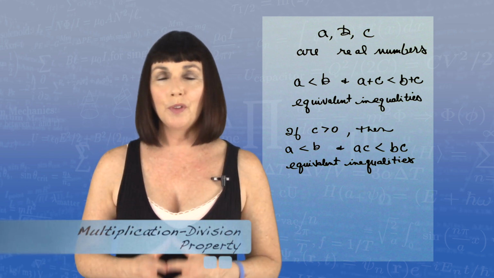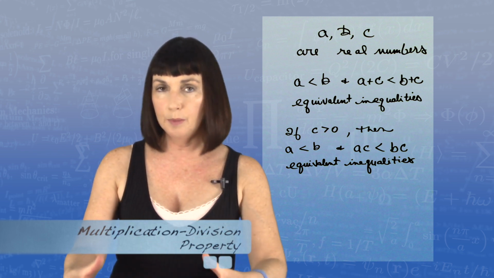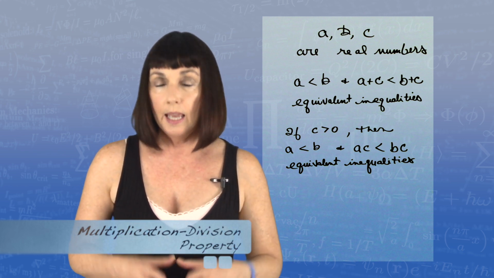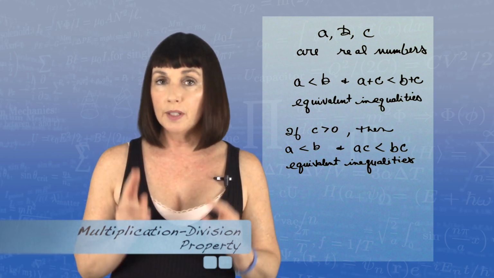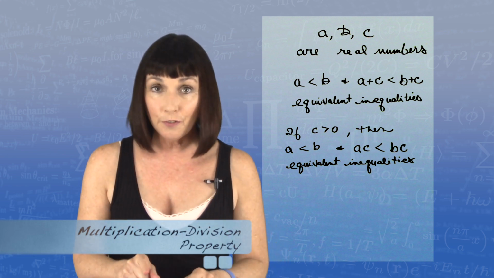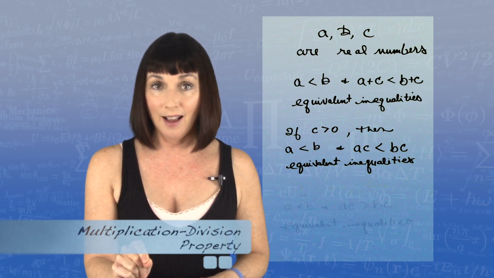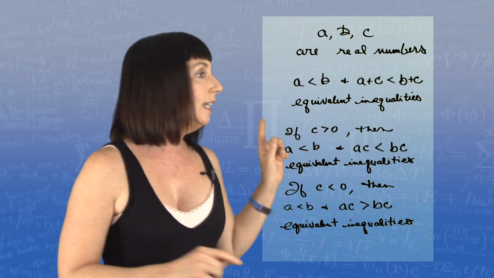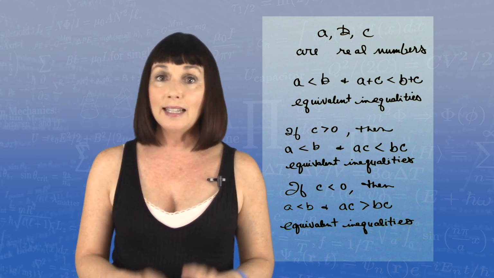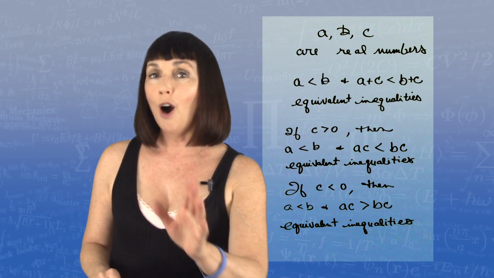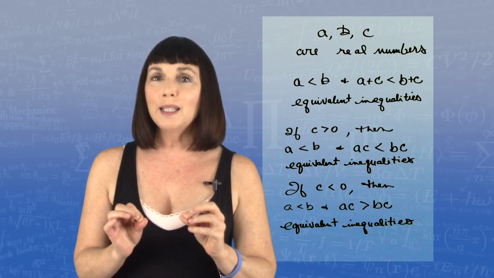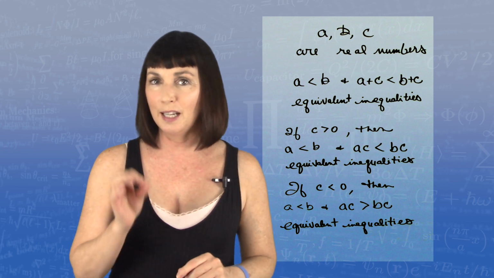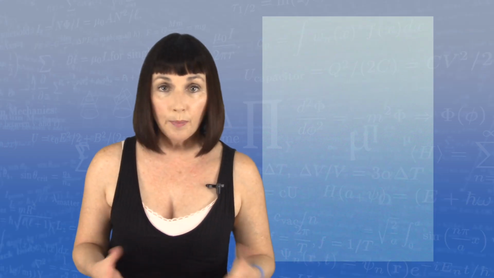All right, so continuing with our multiplication-division property, again, A, B, and C are real numbers. You can produce an equivalent inequality if you multiply or divide by the same negative real number if you change the direction of the sign. So, if C is less than 0, then A less than B and AC greater than BC are equivalent inequalities. So that's a really important thing to remember, that reversing of the sign when you multiply or divide by a negative real number.